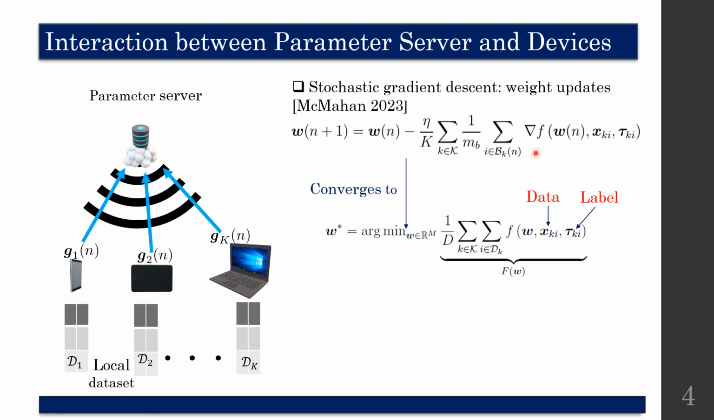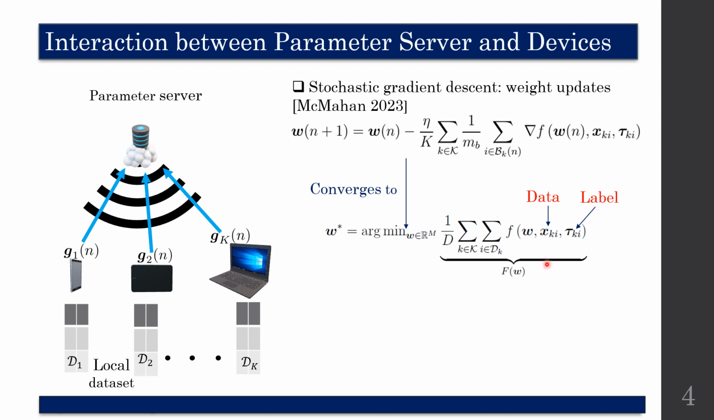So let me set up the context. Consider a wireless network consisting of K devices. Device i has a dataset D_i, and there is a central node called the parameter server. The goal is to find the optimal weight that minimizes the average loss across all data points across all devices.